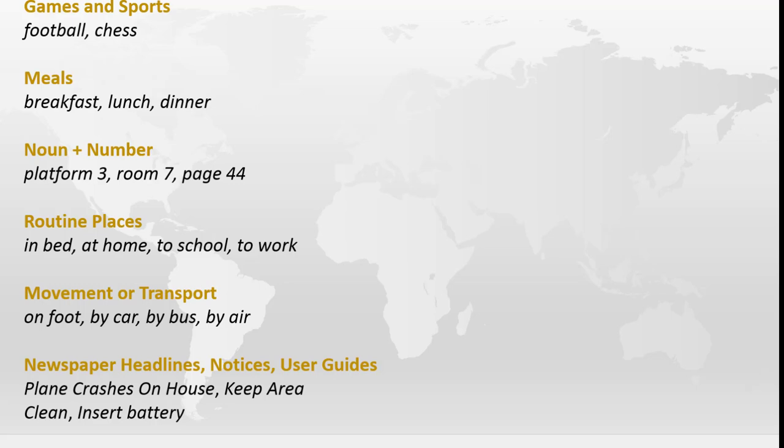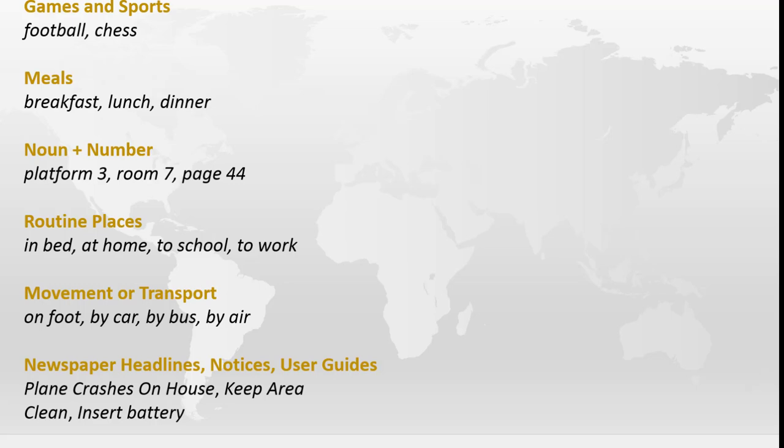Meals, like breakfast, lunch, and dinner, come with no article. You should remember all of them one by one. And now, noun plus number, like platform 3. We don't say the platform 3 or the room 7. It's a common mistake that a lot of people make, but you should say platform 3 or page 44. We don't say the page 44.